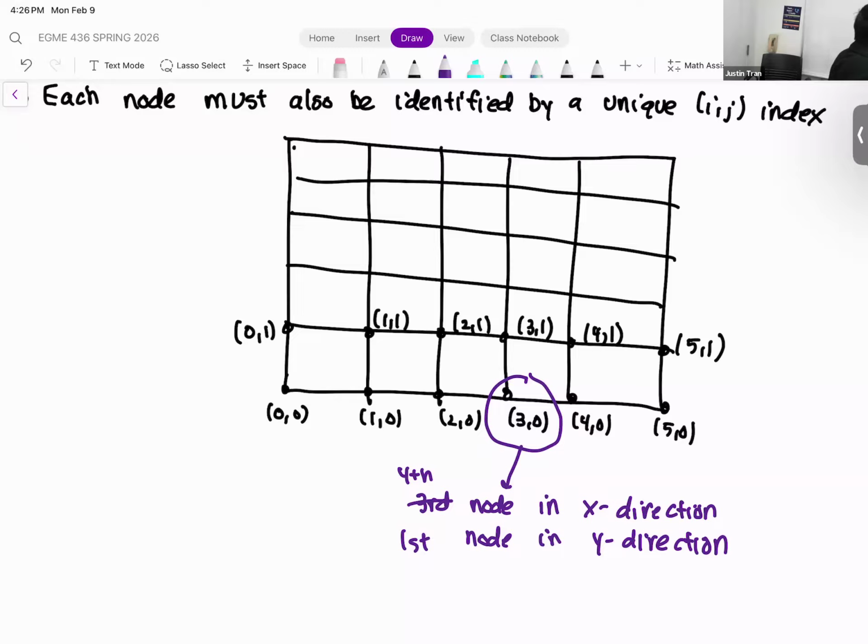All right. So the IJ index, this is going to be important because you'll see that when we actually start to apply our finite difference approximation to our differential equations, the way we're going to label the nodes in that equation is by its IJ index. Okay.